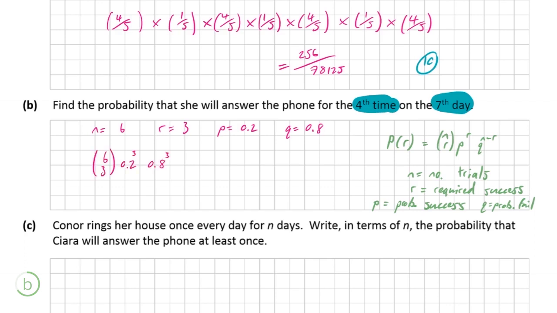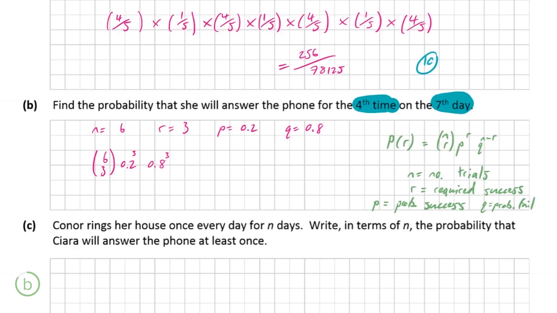And if you think about it, this actually makes a lot of sense, because it gives us that we have the phone being answered 3 times and not being answered 3 times, sort of like it was in the first question in part A. But we also have incorporated this 6 choose 3, which accounts for all the possible permutations, so all the ways that you can arrange 0.2 and 0.8 in 6 slots. So it definitely makes sense if you can try and think about it like that.